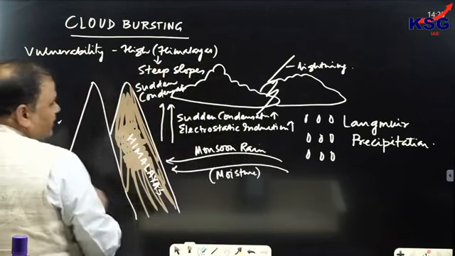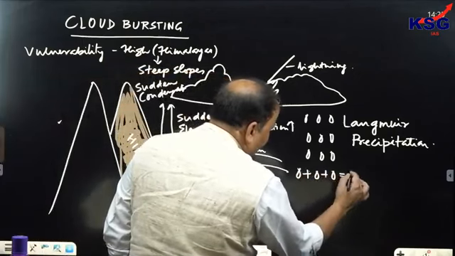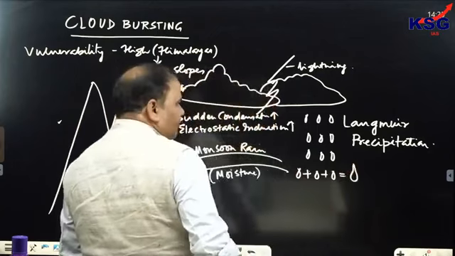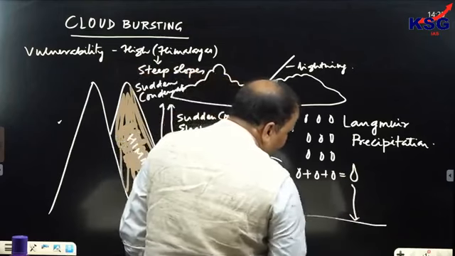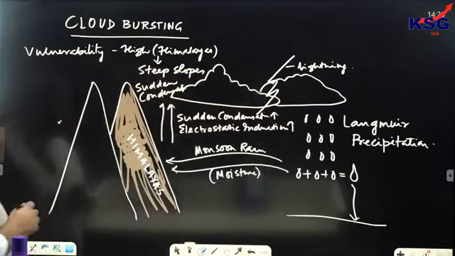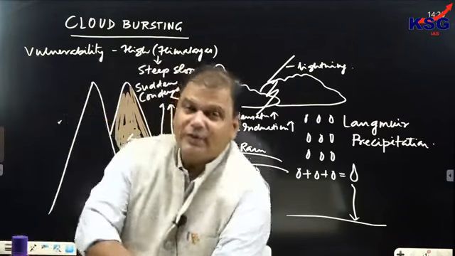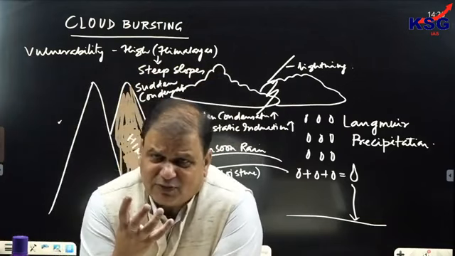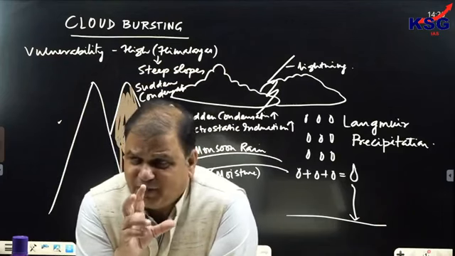And here what happens? Small droplets of water combine with each other to form larger droplets of water. And this larger droplet of water comes to the surface with a thumping noise, which is often frightening in nature. Clear? This is how cloud bursting takes place. But for cloud bursting, what should be done? Cloud bursting is followed by heavy rainfall and landslides.